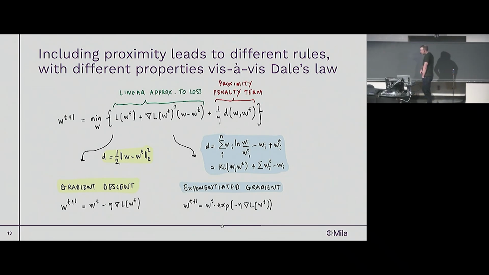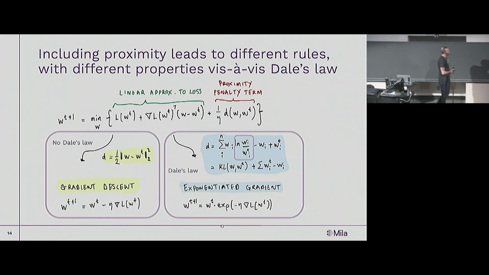Now it's still relying on the gradient, to be clear. That falls out of the optimization process, but it has different properties from gradient descent itself. Most notably, it respects Dale's law. So when you look at this distance function, this is why we started studying this synaptic proximity penalty term. When you look at this function d, you can think of it as a distance, but technically, mathematically speaking, it doesn't need to be.